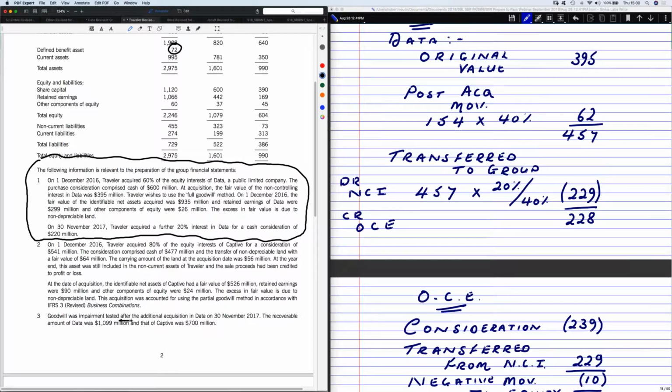Goodwill was impairment tested after the additional acquisition in Data on the 30th of November 2017. Now, I appreciate that we've not calculated goodwill. We don't need to, for what I was trying to get across here. But what percentage of the impairment would be allocated to the group based on what you've read here?